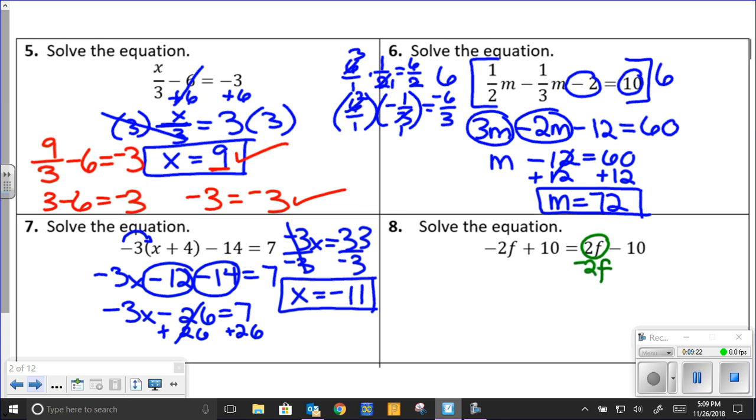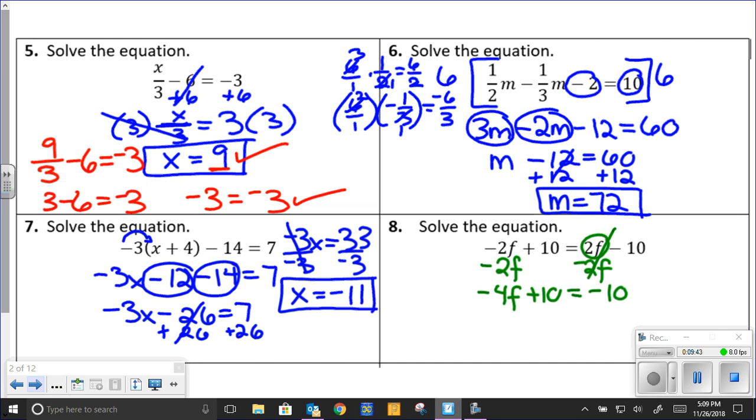2f minus 2f gives me 0, so that cancels out. But I'm also going to minus 2f on this side. Now, if you wanted to, you could have done an add 2f to both sides, and your f's would have been on the right instead. But I have a negative 2f minus 2f. That gives me negative 4f. Plus 10, so I have the plus 10. This part canceled out, and I have a minus 10.